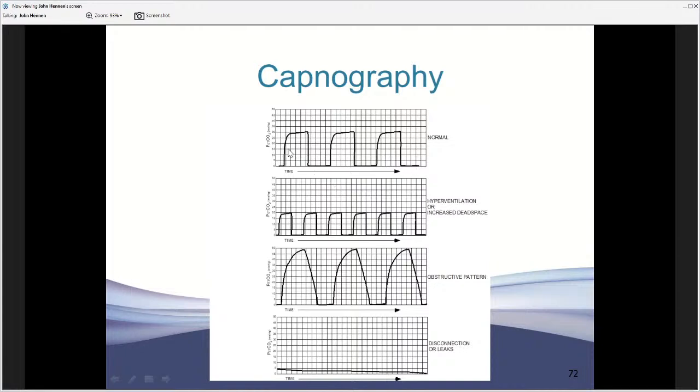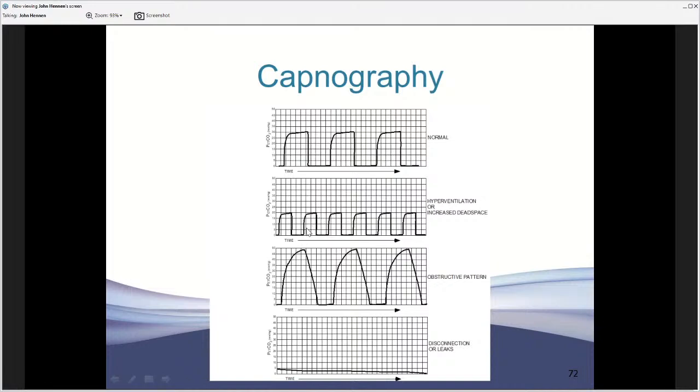Here we know this is normal, not because we got a normal respiratory rate, but because our CO2 is about 30. Okay, so the normal range would be somewhere around 30 to 35, somewhere around there. So this will be considered normal.